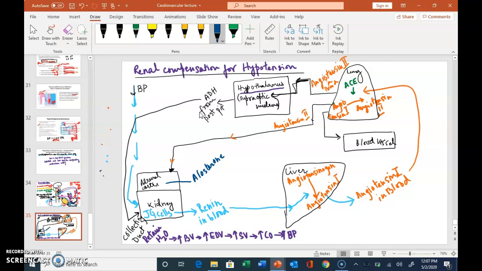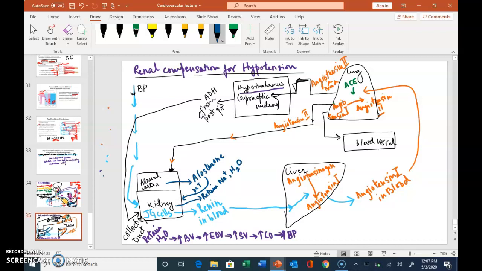Aldosterone works on the distal convoluted tubule of the kidney. So aldosterone will work on the kidney. Specifically, it'll work on the distal convoluted tubule. And aldosterone causes the kidney to retain salt. So the kidney, in turn, will retain sodium. And as sodium is picked up, what follows? Water.